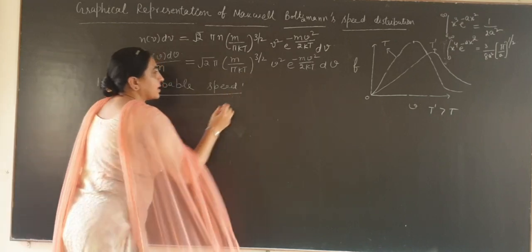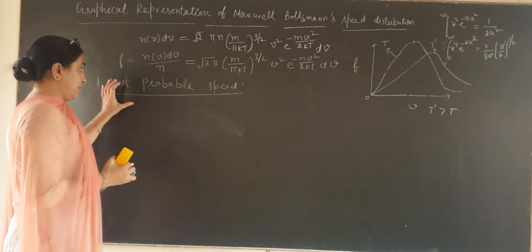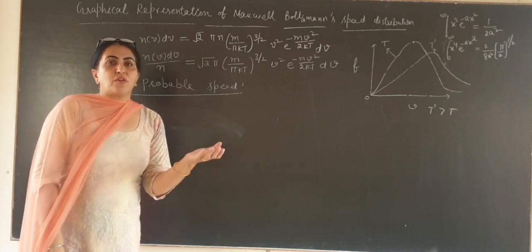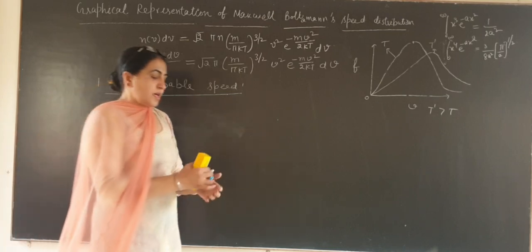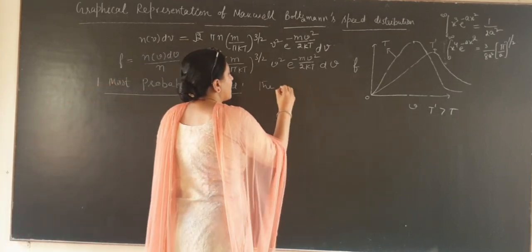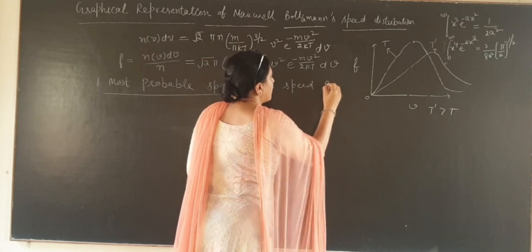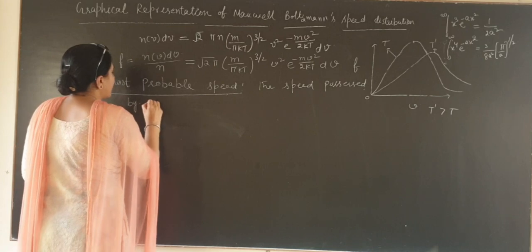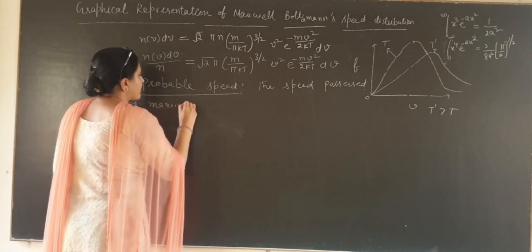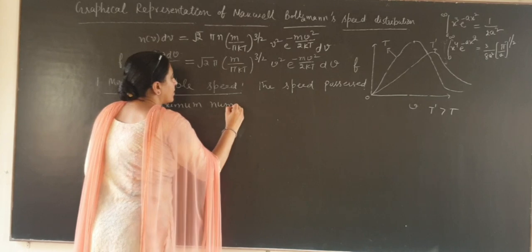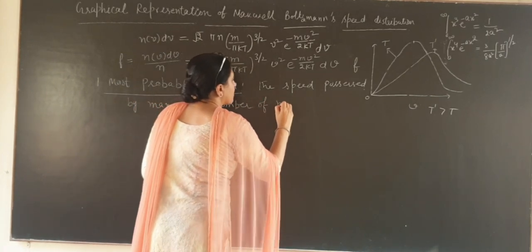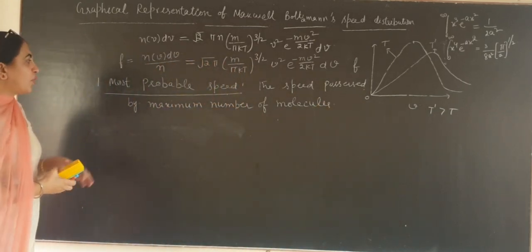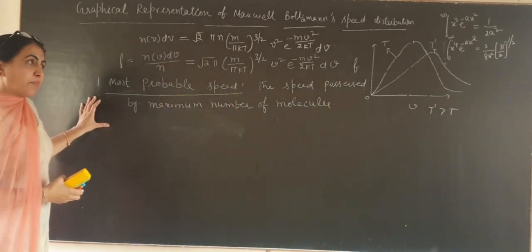Yes, most probable speed. From the name it is clear that it is the speed possessed by the maximum number of molecules. The definition of this is the speed possessed by the maximum number of molecules. So, the speed possessed by the maximum number of molecules.